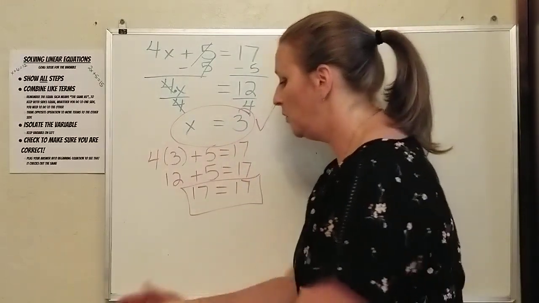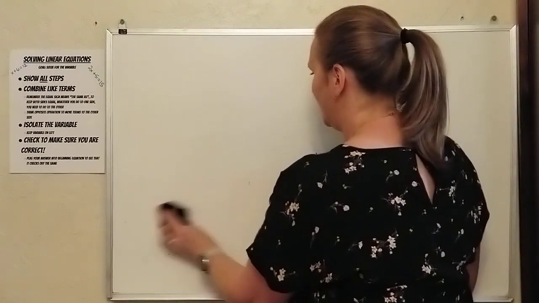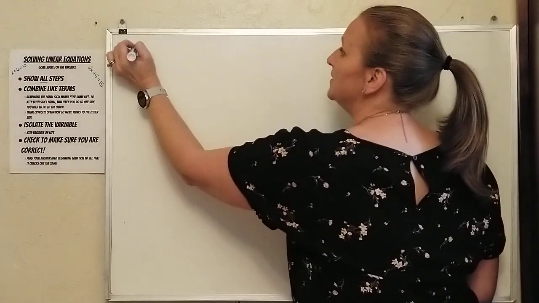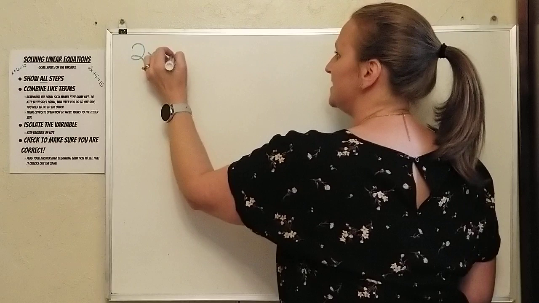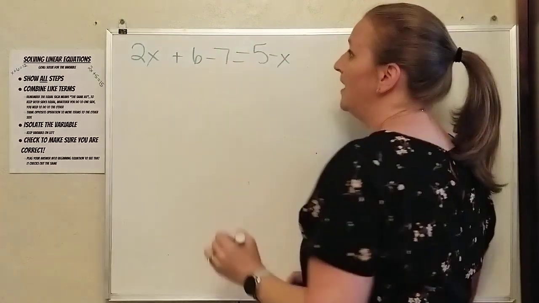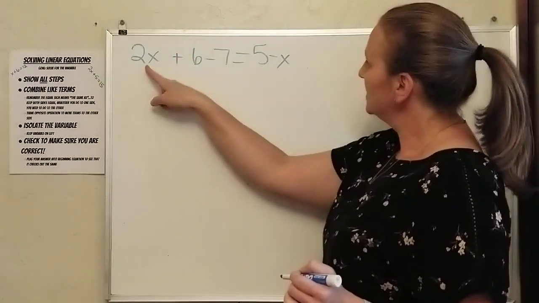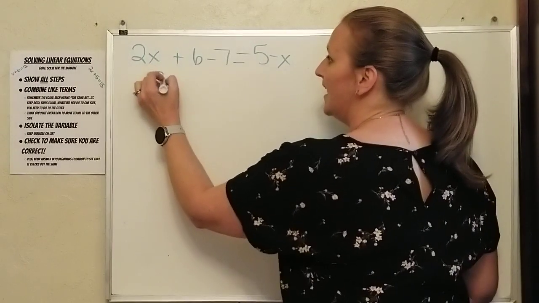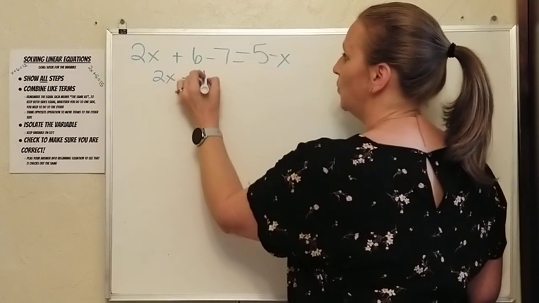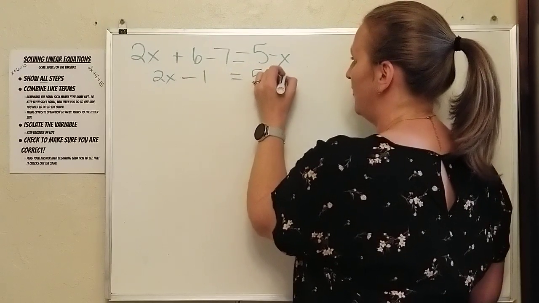So now let's go back and do one that has just a few more steps. It will be exactly the same idea of combining like terms to solve for the variable. All right, this one we have 2x plus 6 minus 7 equals 5 minus x. I want to start and combine my like terms. My 2x, I don't have anything else on this side. I'm going to bring it down. I have a plus 6 and a minus 7. I can combine those. Minus 1 equals these sides. On this side, I can't combine it anymore. Bring down 5 minus x.